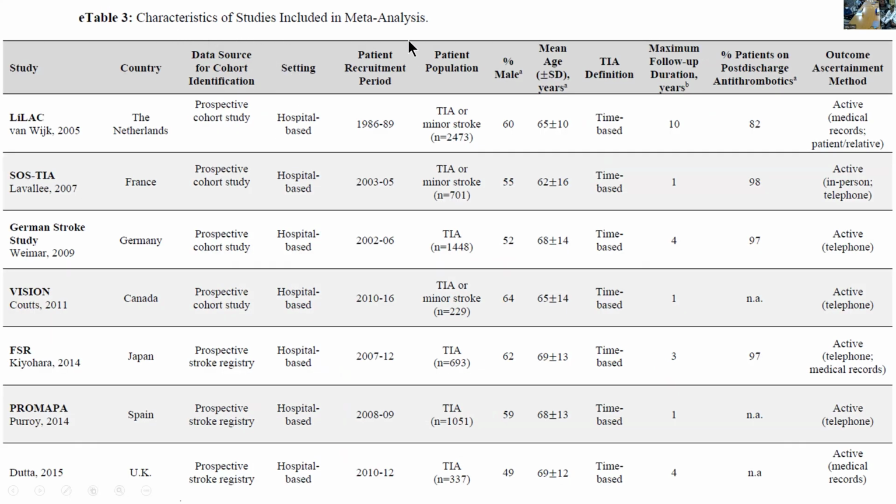Next, characteristics of studies which you did include. So the country, for example, Netherlands, was it prospective, retrospective, hospital based or community based? When was the study recruited? What is the population? How many were male, age? What is the definition of TIA? Time based or tissue based? What is the follow up? Percentage of people on antithrombotic? Was the outcome of stroke active or passive? So all this data was collected from every single one of the 37, 38 studies which they included.